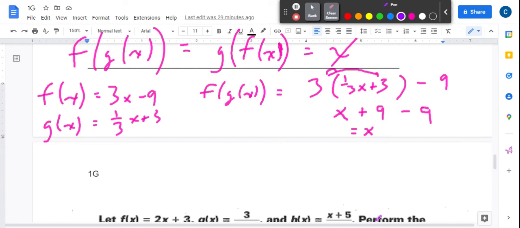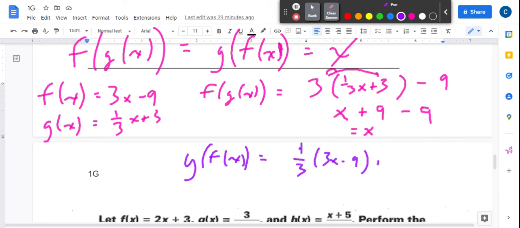Now, let's say we do g of f of x. Okay, so if we have g of f of x, so now we have 1/3 times 3x minus 9 plus 3. So let's see what happens here. 1/3 times 3x is x. 1/3 times negative 9 is negative 3. Plus 3 over here, that also equals x. Okay? So these two functions, f of x and g of x, are inverses of each other.